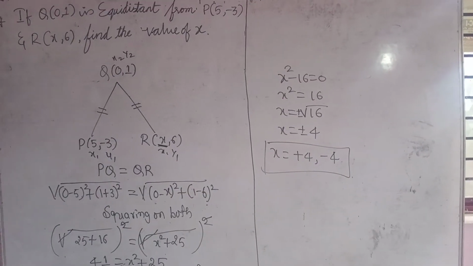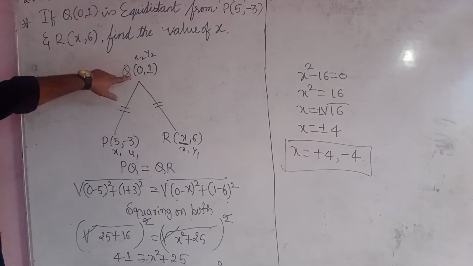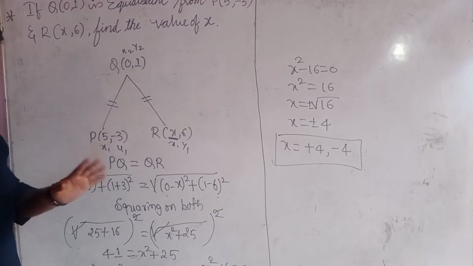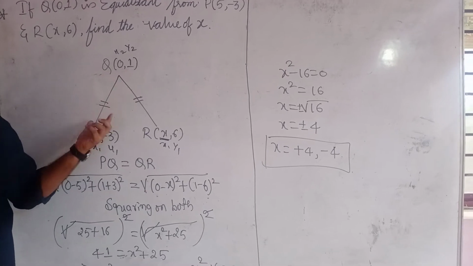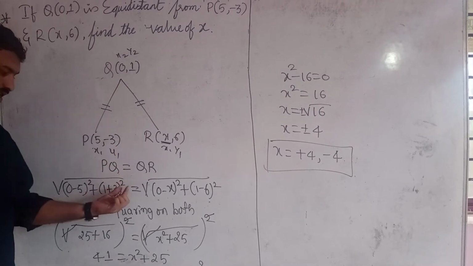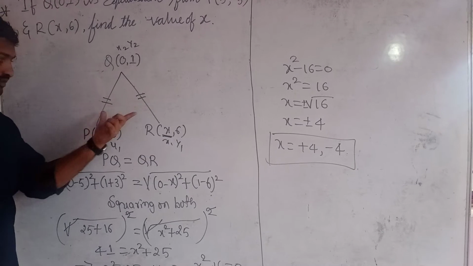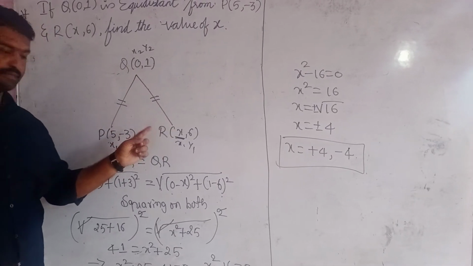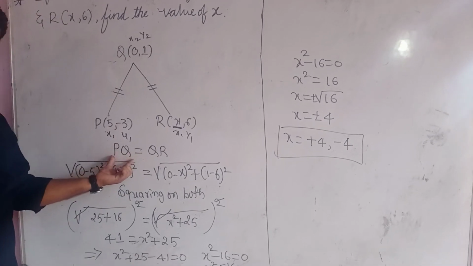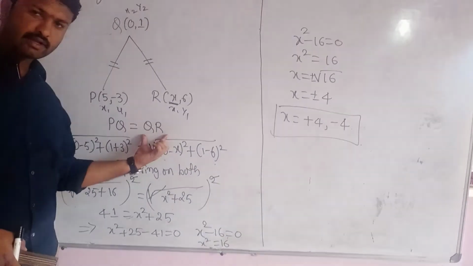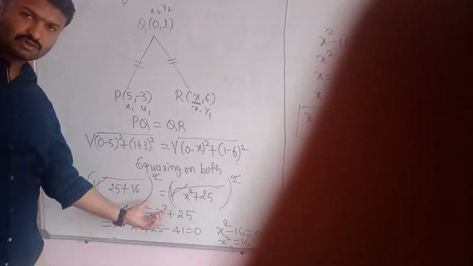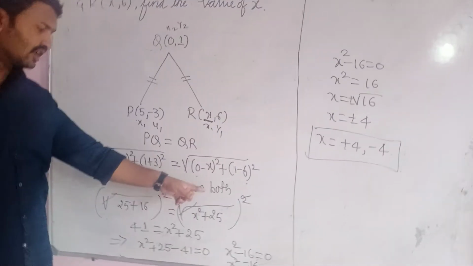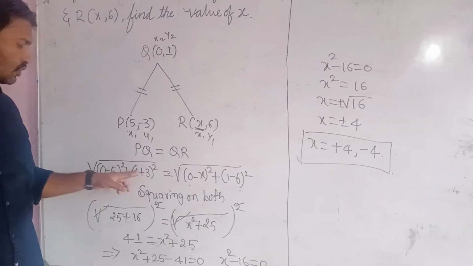Here it is very simple. They have given one point. This point is equidistant from both P and R, and this x value is not known. We applied the distance formula. Why? Because this point is equidistant, the distance from here to here is equal. Then we applied the distance formula for PQ and QR and just solved. After applying the distance formula and squaring on both sides, why do we have to square both sides? We have to remove the square root.